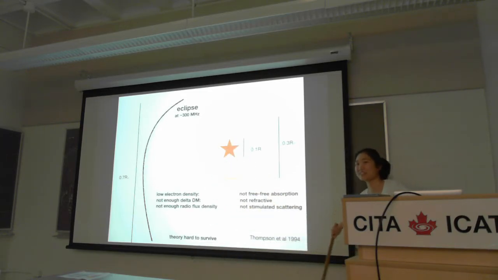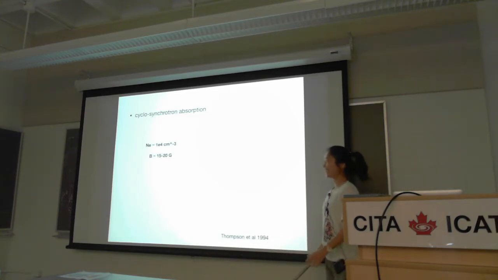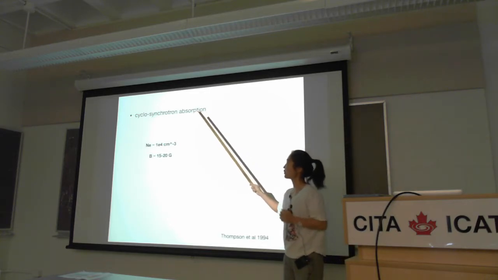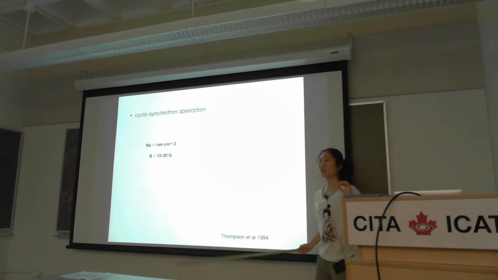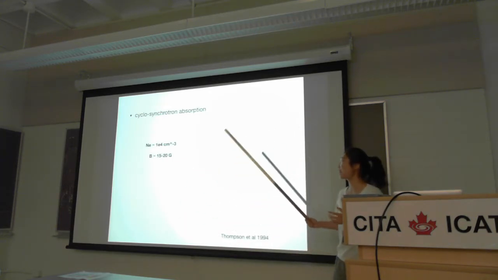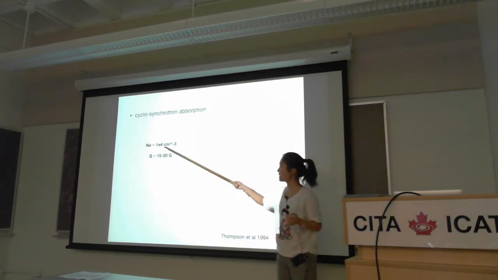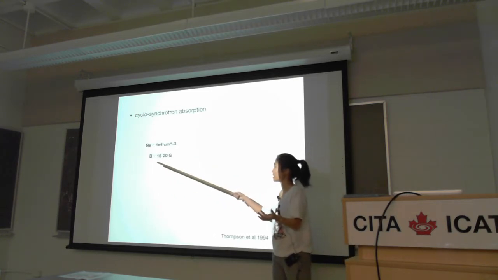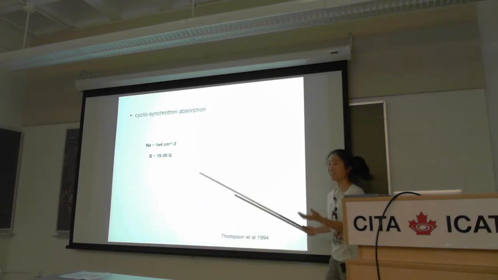When you can't explain something, usually you will turn to magnetic field. So then Chris proposed a mechanism of cyclotron-synchrotron absorption in this system. Despite all the complicated predictions of how it gets into this situation, we do want an electron density of 10 to the 4th, coupled with a magnetic field of 15 to 20 Gauss in that system to cause that eclipse.